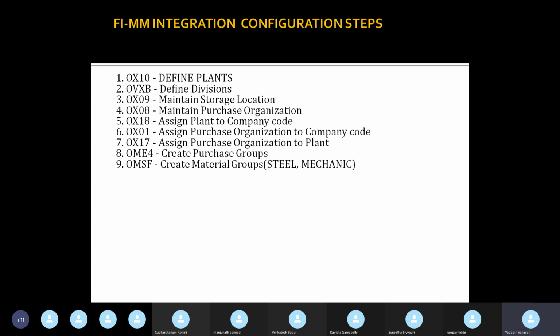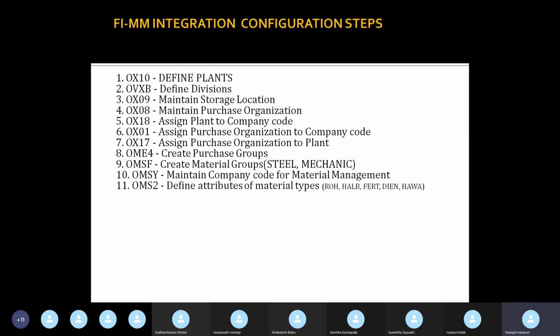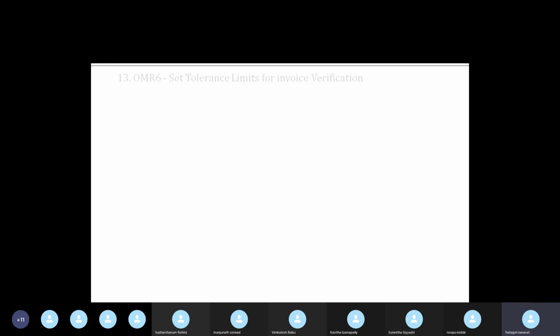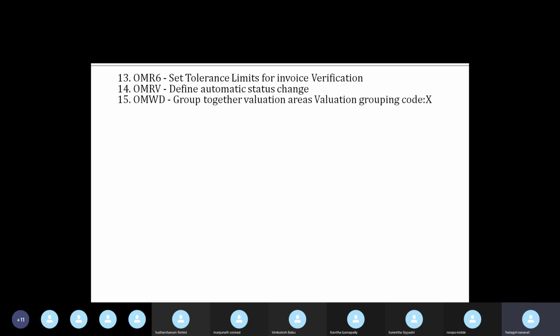create material groups, and OMS5 maintain company code for material management, and OMS2 define attributes of material types like ROH, HALB, FERT, DIEN, HAWA, and OMR6 set tolerance limit for invoice verification. In OMRV define automatic status change.